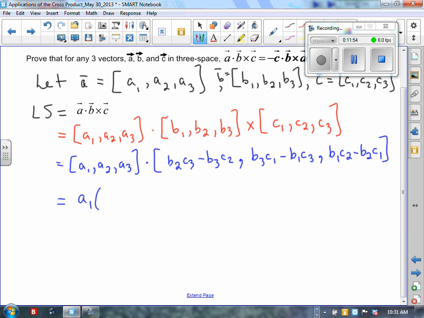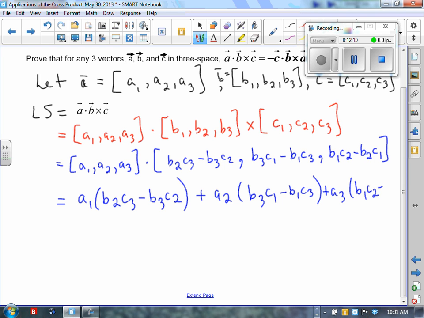So we have A1, and that's going to get distributed over the B2 C3 minus B3 C2. Plus, remember with the dot product we're adding, and then A2 gets distributed over the second expression. And then A3 over the last. And we'll go one more step. We're going to have a great number of terms here, but we're going to actually distribute the A's into each of these, and then we'll take care of the right-hand side after that.